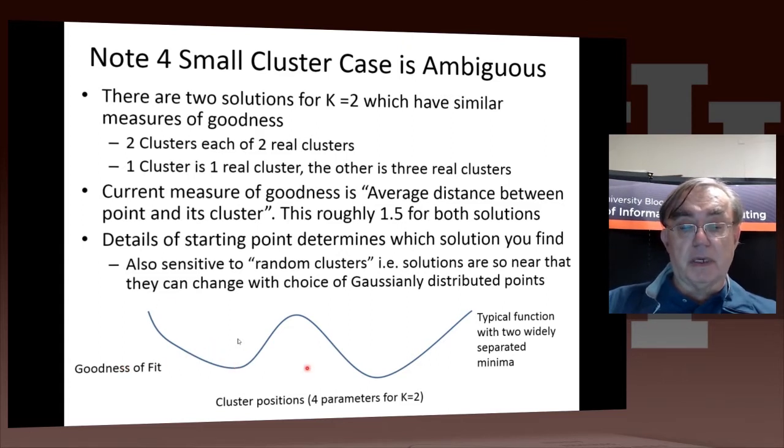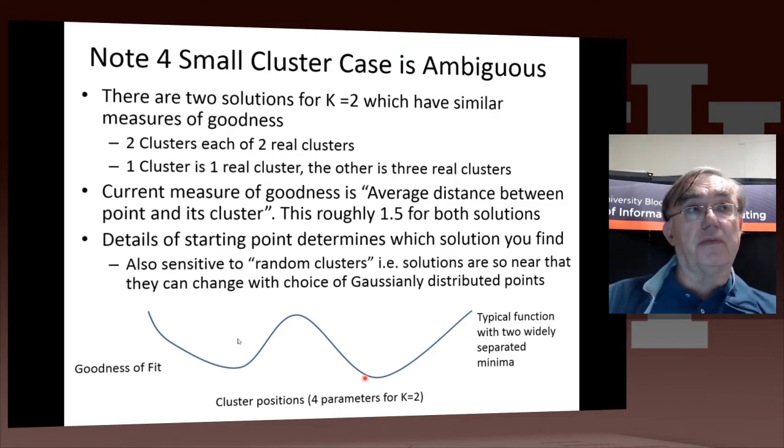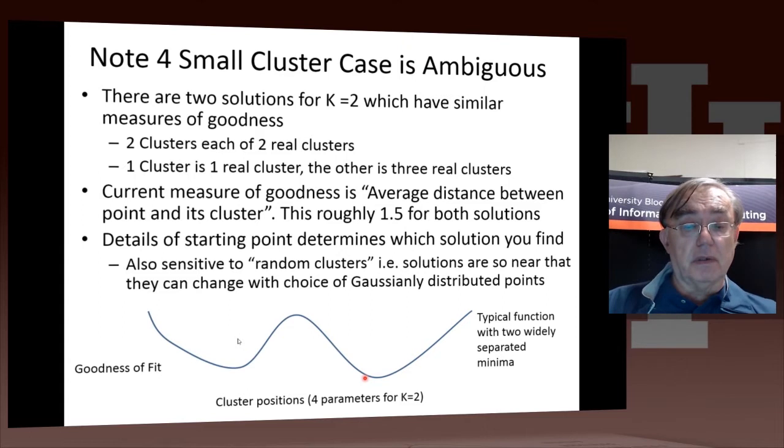And these minima here are widely separated. These are drastically different solutions, 3 and 1 versus 2 and 2. And actually, these goodnesses are essentially the same. Namely, the average distance between the point and the cluster is essentially 1.5 for both solutions.